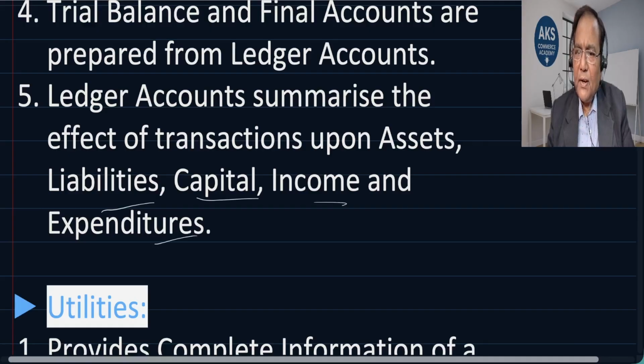So if during the year we have bought any particular new asset, there will be an addition appearing in the ledger account of that particular asset. Similarly, if a credit purchase is done, then the liability will appear, and likewise the capital, income and expenditure.